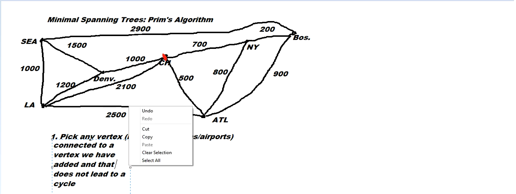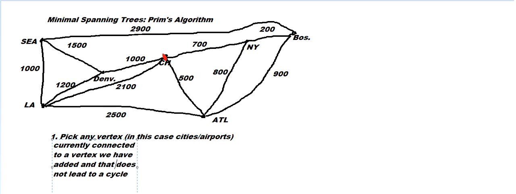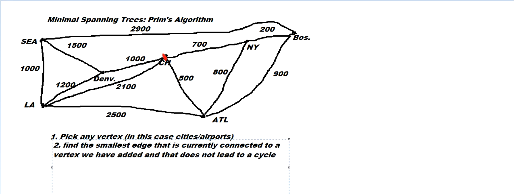So basically we're going to start with this vertex and just start adding the smallest edge we can find that's connected to it, but make sure that the edge connects to a new city, i.e. it doesn't create a cycle or a redundant way to a city. So let's see. From Chicago, we've got 500, 700, 1,000, 2,100. So we'll add this 500 to Atlanta.